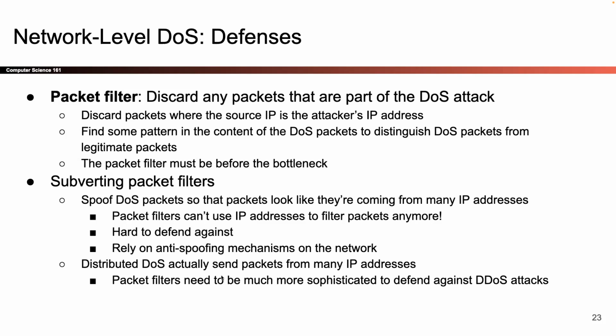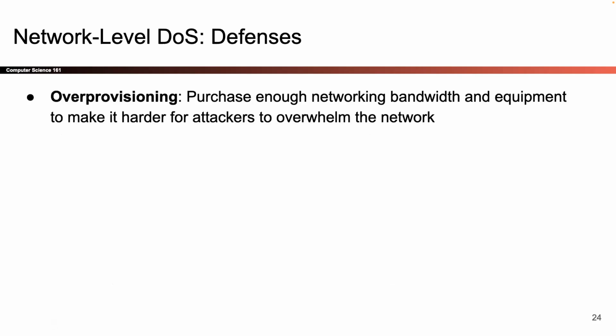Another idea is if you use distributed denial of service or DDoS, in this case, you don't have to spoof and lie about where it's coming from because the packets are actually coming from all these different places. So even if you don't lie about where the packets are coming from, they're still coming from all different places. And now the packet filter has to be really smart to figure out which packets are good and which packets are part of a denial of service attack. So it's pretty tricky.